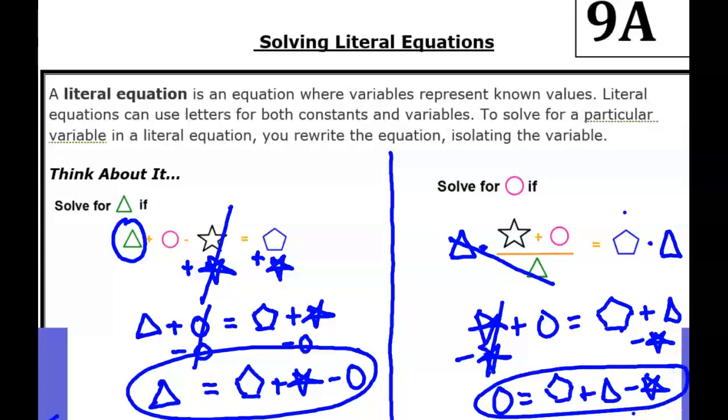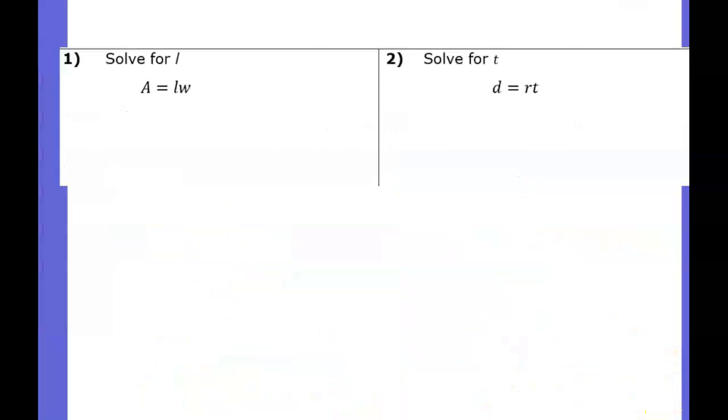All right, we won't be doing shapes as much, but let's look at some formulas because that's what literal equations are used for, are formulas. So if you look at number 1, it says A equals lowercase l times w. Okay, that's the formula for the area of a rectangle. Area equals length times the width.